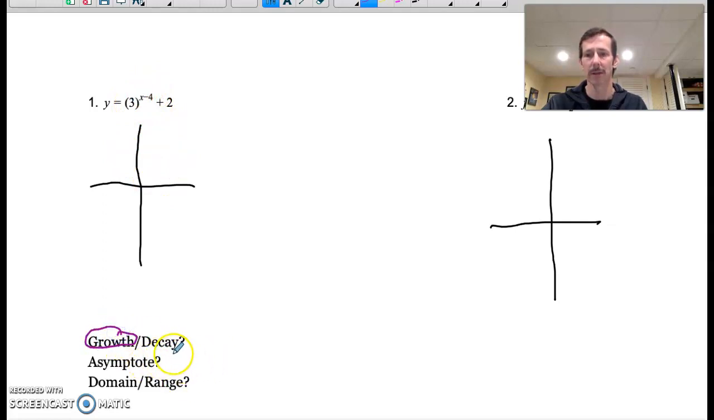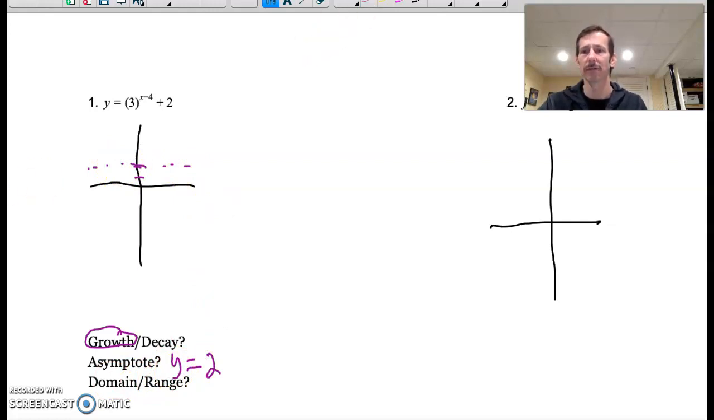The asymptote is going to be whatever my k value is, which is +2. So my horizontal asymptote's at +2. So I can start to build this graph a little bit, because I know for sure now it's not going to cross this line right here. We'll talk about domain and range in a minute.